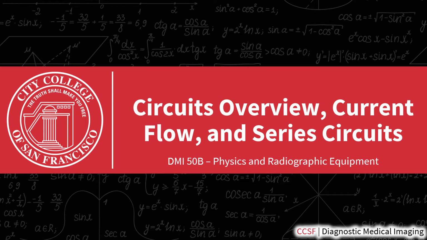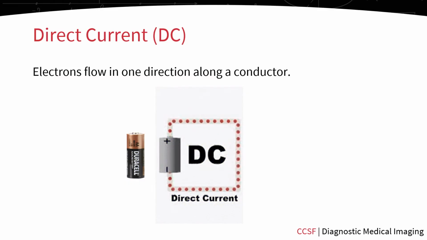Understanding circuits, current flow, and series circuits will help us better understand how our X-ray machines take X-rays. There are two different types of currents that we're going to talk about, one being direct current and the other being alternating current. With direct current, the electrons flow in one direction around the conductor. Some common examples of direct current would be a battery, a flashlight, your cell phone, remote control, and the X-ray tube itself is a direct current.